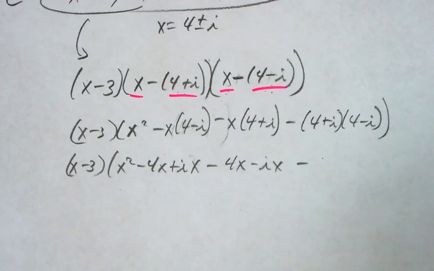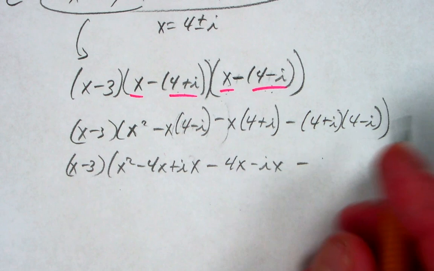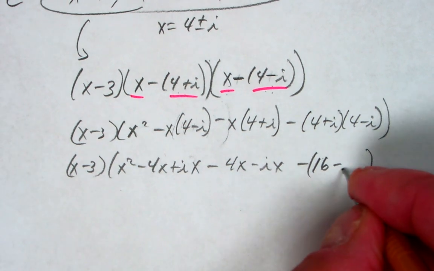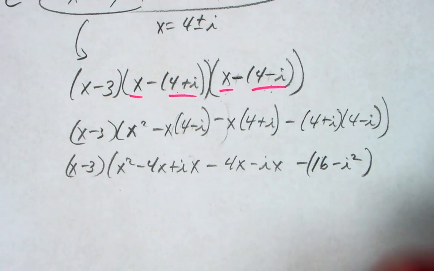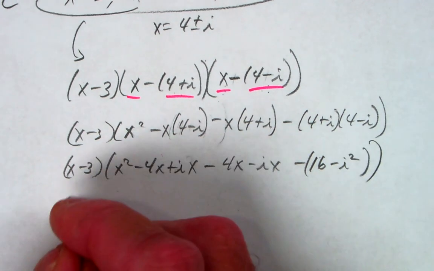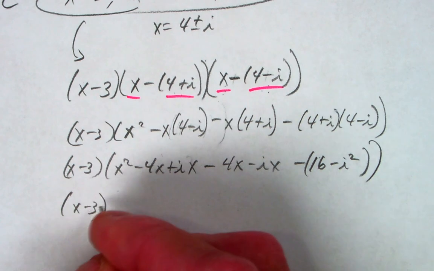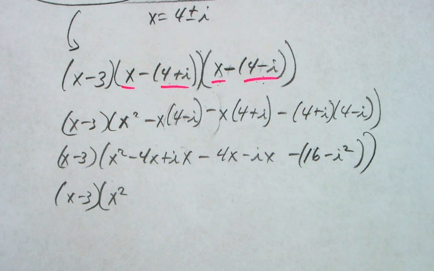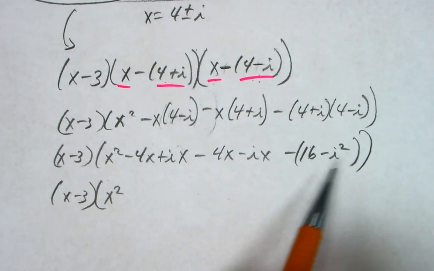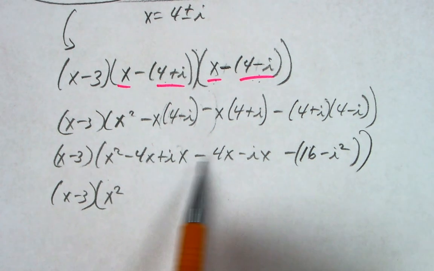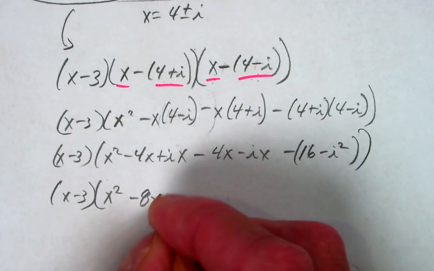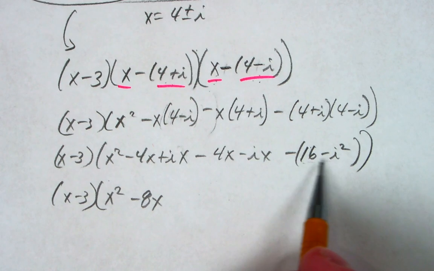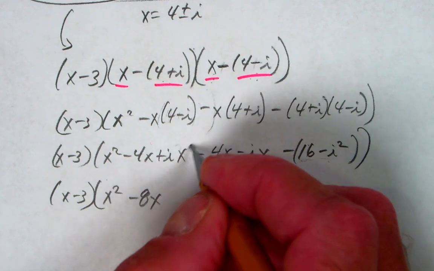Minus. Let's go ahead and multiply this in our head. 16 minus i squared, right? Yuck. Yes, it's time for another yuck. Okay. So what do I need? I get x squared. What can happen here? Minus 8x. Now, 9i is canceled out. That's what I was waiting for.